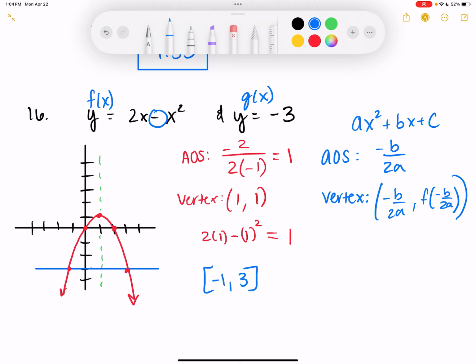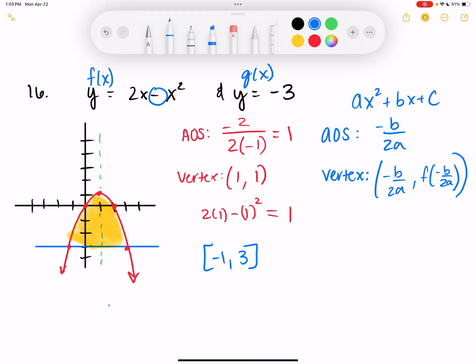Now, if you have your calculator on this problem, I would 100% use your calculator. Is it -1 to 3 or 1 to -3? -1 to 3. Yeah. Because I'm trying to find this area in here. That's what I'm trying to find. So, integral from -1 to 3 of 2x minus x squared minus -3, so that's +3, dx.